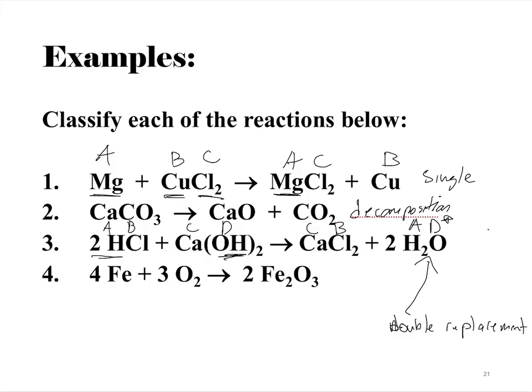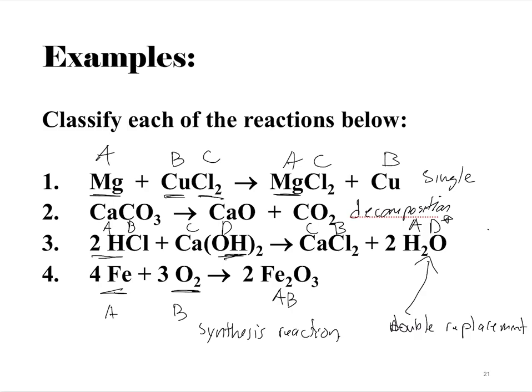And what about number 4? What is that? Synthesis, right? So this is a synthesis reaction. A plus B goes to AB. This is going to be a synthesis reaction. All right, any questions on any of those?